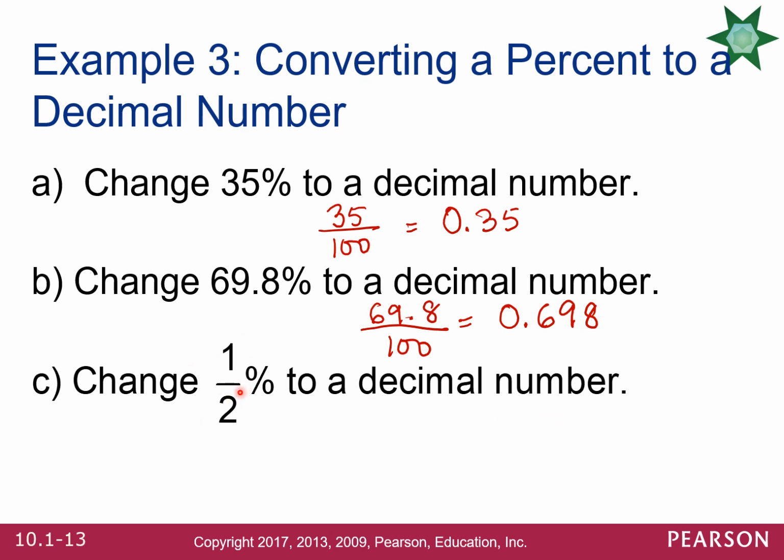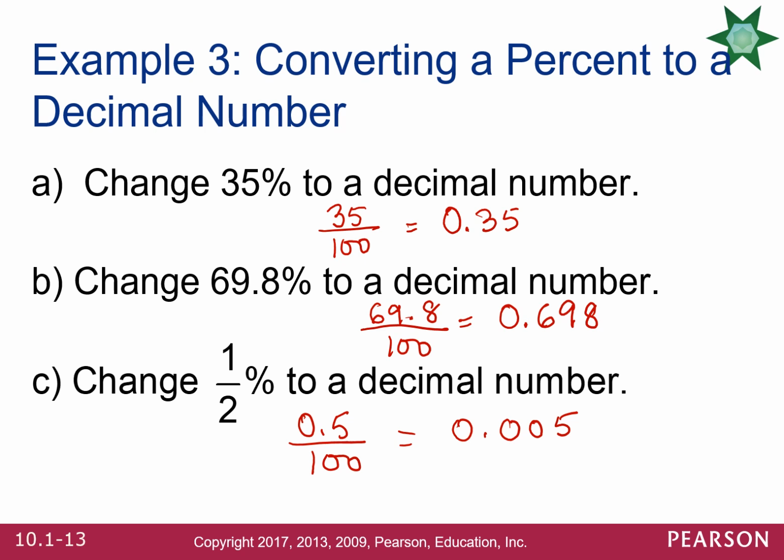Now this is 0.5%. You can first convert the half to a decimal value and then divide by 100. So half is 0.5, divided by 100 will be 0.005, all right, in decimal.